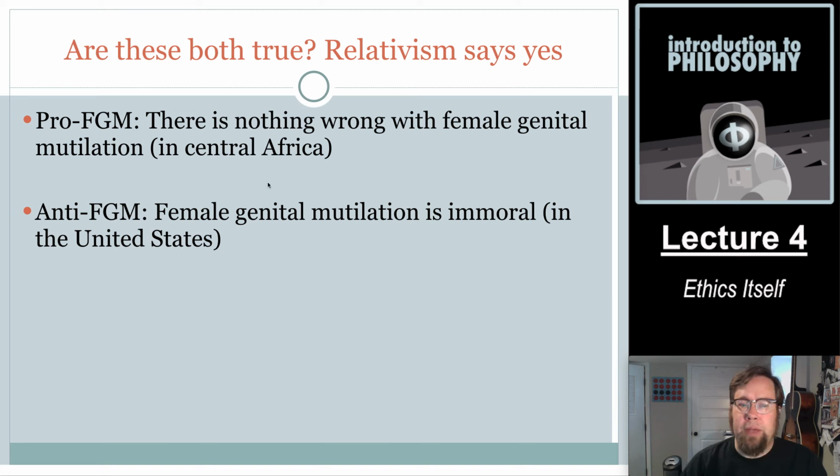So if there are some places in the world, like for example certain regions of Central Africa, in which people practice female genital mutilation, that's what FGM stands for, then relative to those groups, there's nothing wrong with it. And if there's places like, for example, the United States where no one practices female genital mutilation, then it is wrong in the United States.